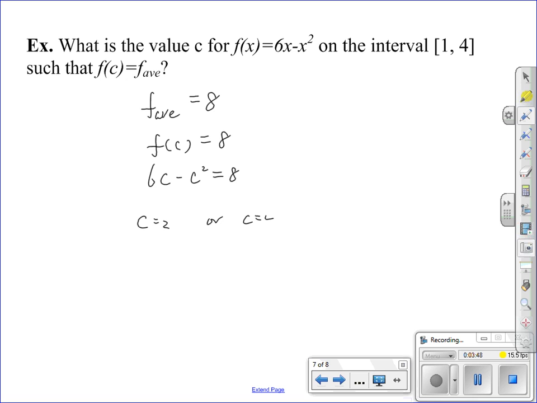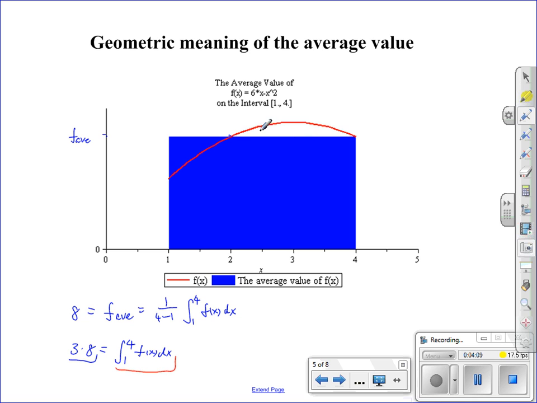Now let's check if they are both in the closed interval or not. And luckily in this example, we have both of them in the closed interval. So in fact, we have 2 of them, right? The mean value theorem says that there is at least one, but in this example, we have 2 of them. And we can confirm it by the graph. At 2, we reach the average height, and at 4, we also reach the average height. So it means we have 2 of these solutions.